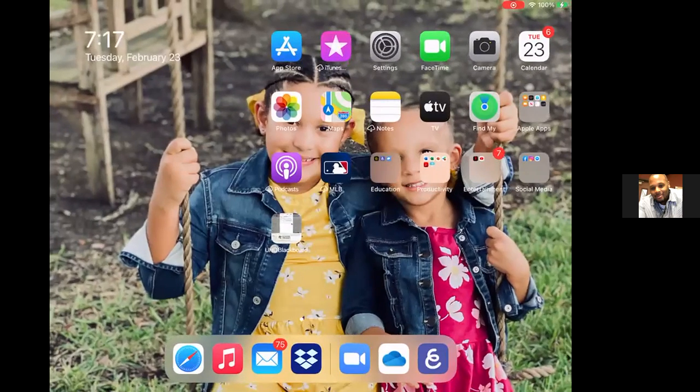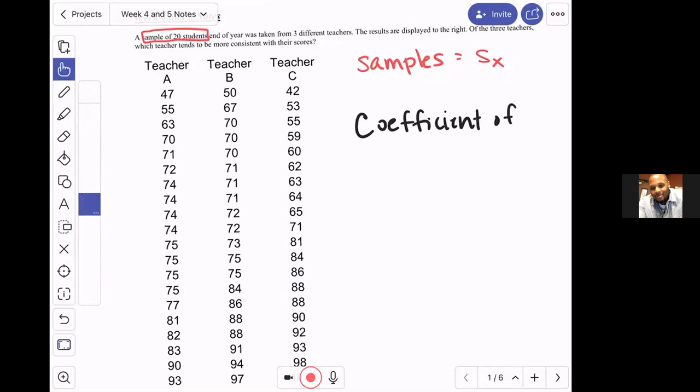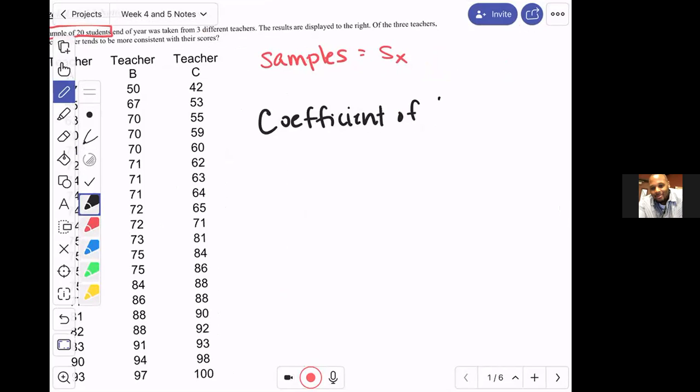All right, so I'm going to talk about this thing called the coefficient of variation first. We're going to find the sample standard deviation and compare those two. The coefficient of variation is a measure of relative variability. You may see it written as CV.